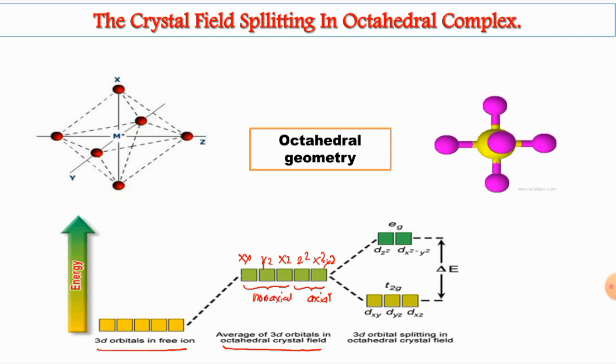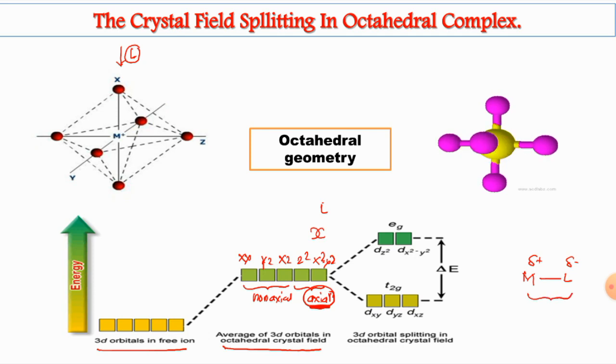Now here the ligands are oriented along the axis. Let's say this is the orientation of the ligands. The ligands interact through the axis, and now these axial orbitals interact with the ligand. So these orbitals have electron density and the ligand also has electron density. During the metal ligand bond formation, the metal ligand bond is purely ionic in nature. This is the first interaction, the attractive force between cation and anion.